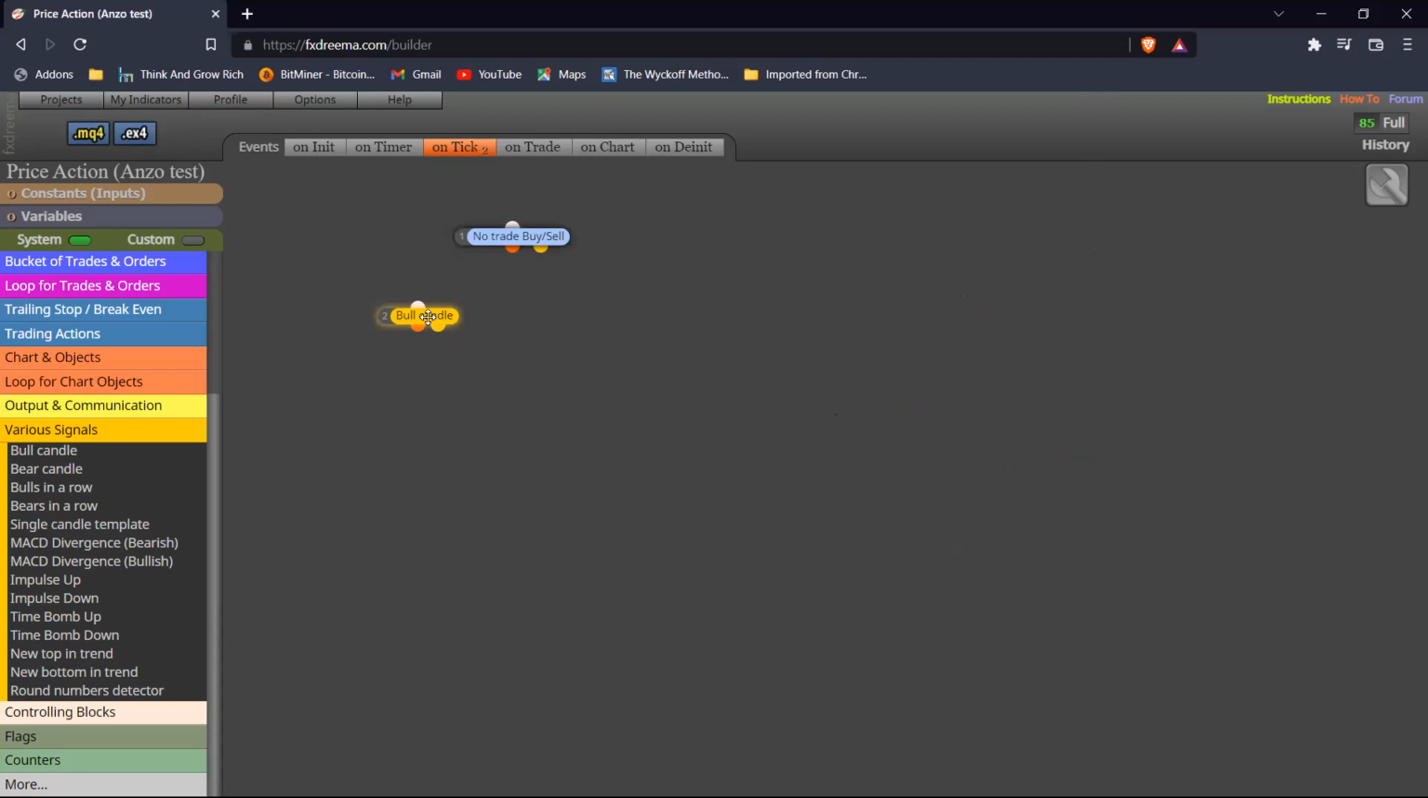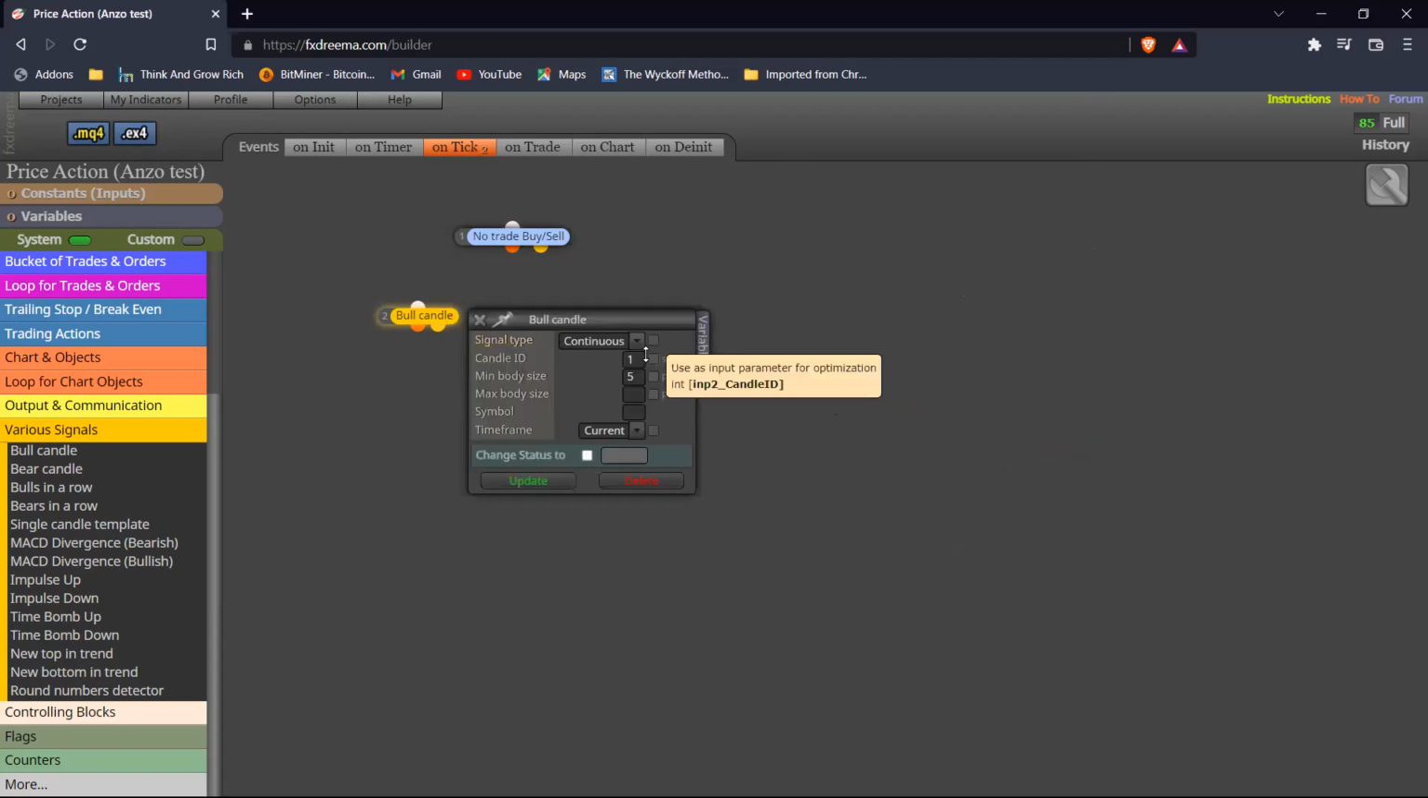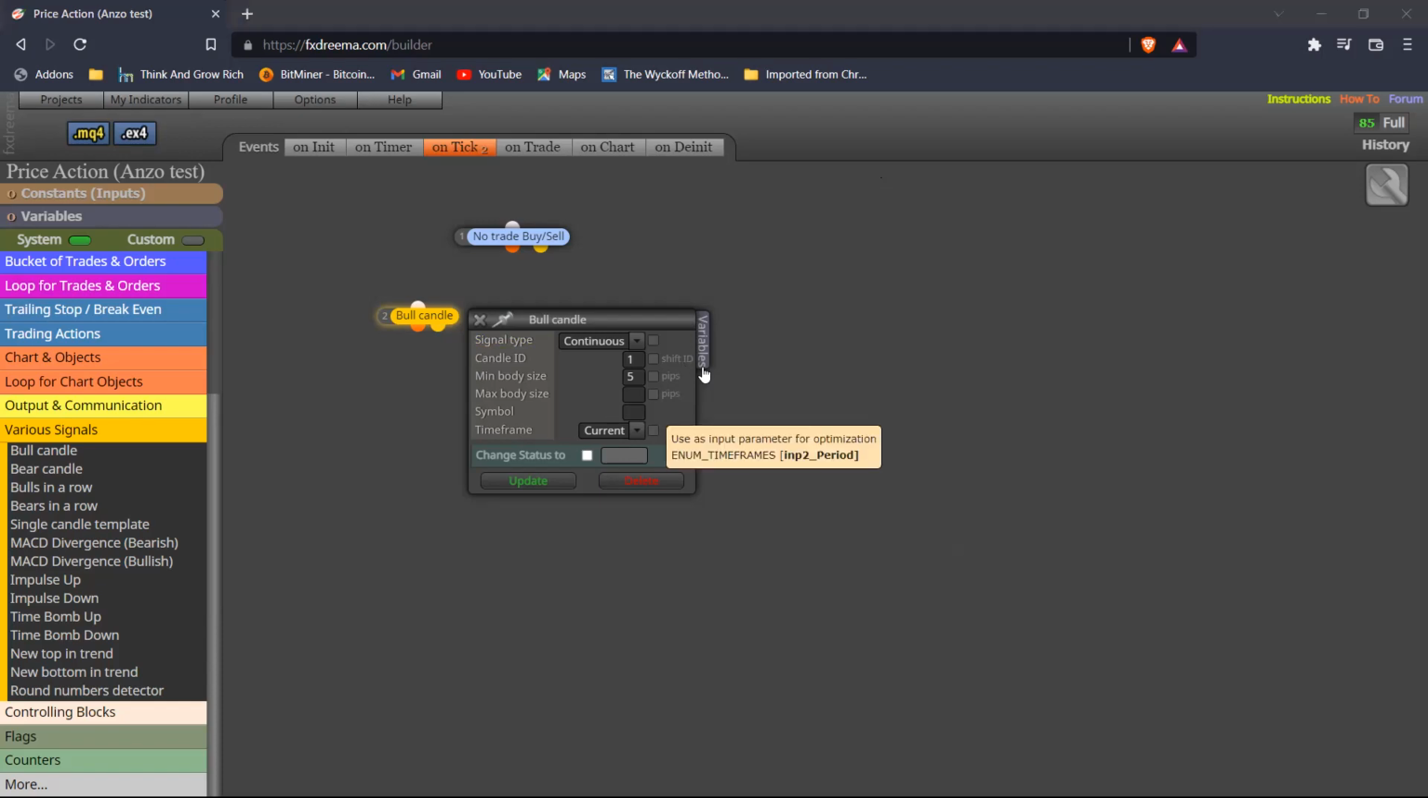So for the bull candle, we're going to double click on it. Candle ID: one thing to note when you're building on FX Dreamer is that when candle ID is set to 1, it always represents the current candle. Candle ID 2 is the previous candle. Obviously, that means candle ID 3 will be the candle before the previous one. I hope that doesn't confuse you. But candle ID 1 represents the current candle, and candle ID 2 represents the previous candle. So that's what we're doing here.